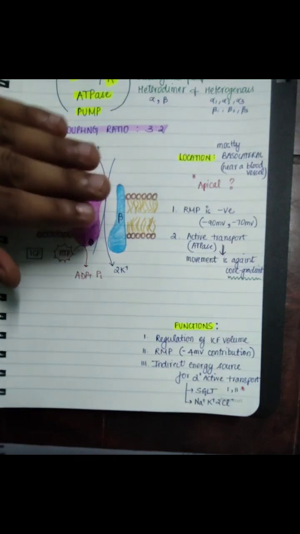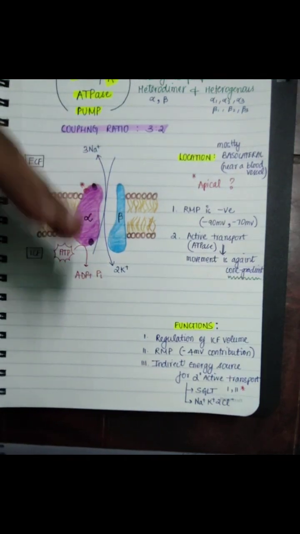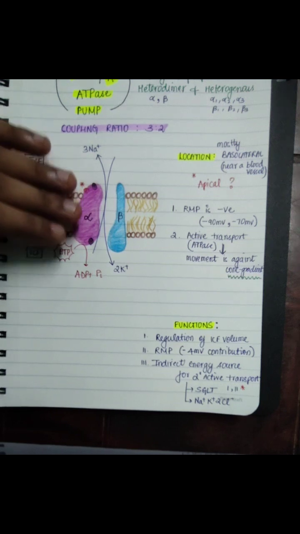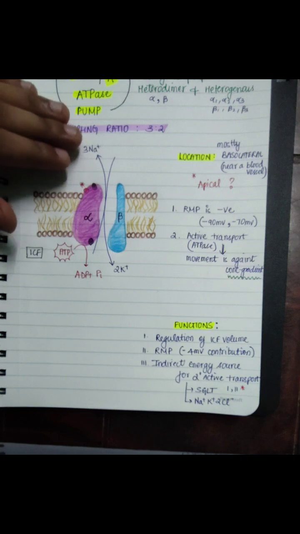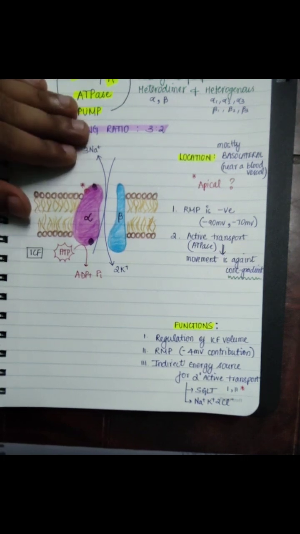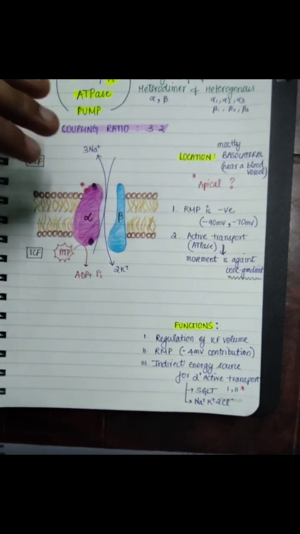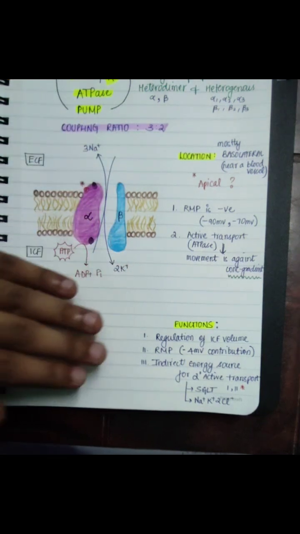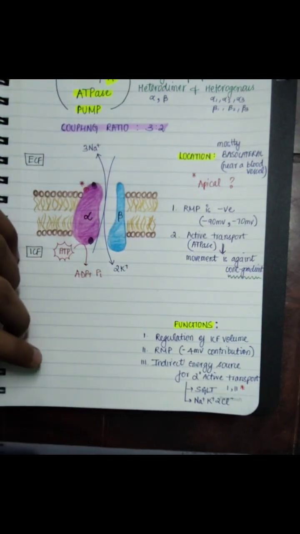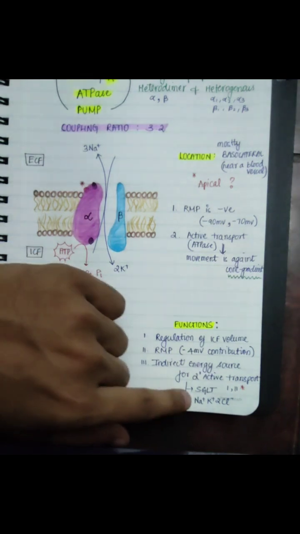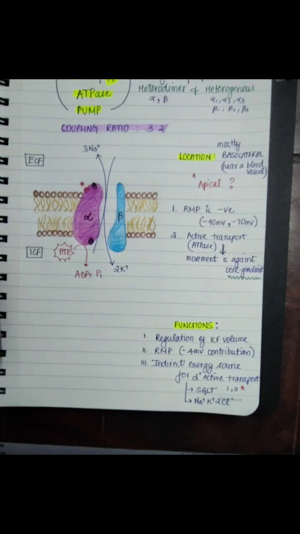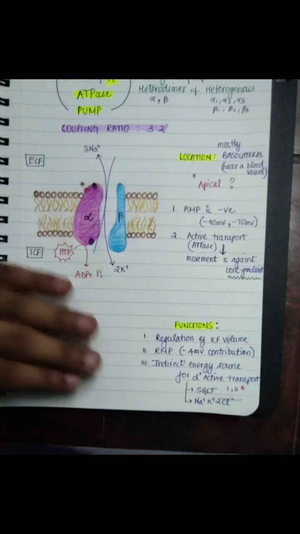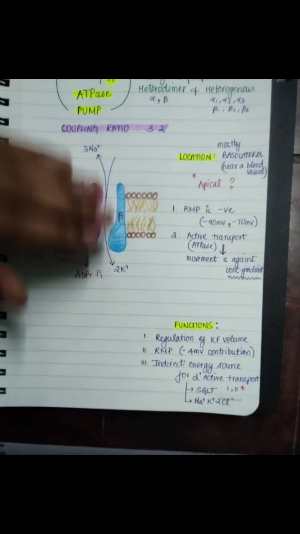Because of this, an electrical or electrochemical gradient is formed. For example, potassium is more inside, 3 sodium is pushed out, so externally sodium is predominant. Like this, the electrochemical gradient is used for secondary active transport. For example, SGLT, the sodium and glucose co-transporter. This is an example of secondary active transport, that is co-transport. Sodium and glucose move together.